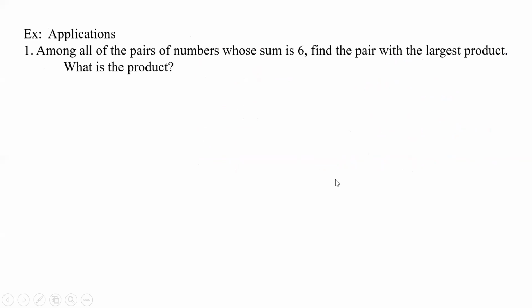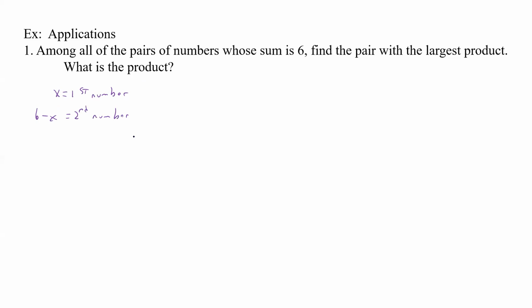All right, so some application problems. It says, among all the pairs of numbers whose sum is 6, find the pair with the largest product. And what is that product? All right, so this one you could do without even doing any quadratics or anything else. You could just start multiplying things together, but the key is you might end up with decimals or something like that. So you can't just assume that it's going to be the ones that are obvious. And so what we're going to say is x equals our first number. Okay. Well, if the sum of them is 6, then 6 minus x is going to be our second number.